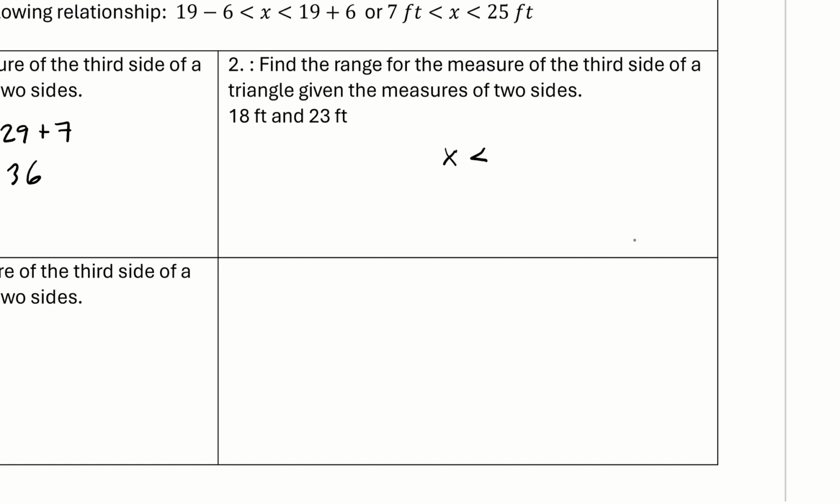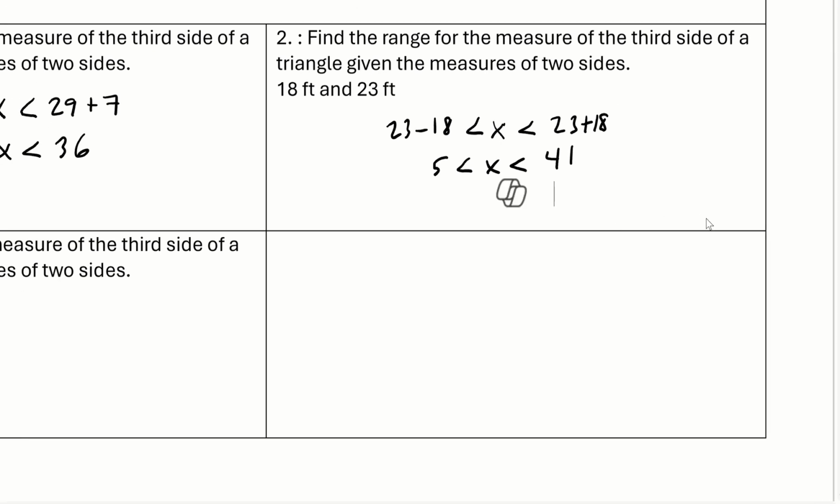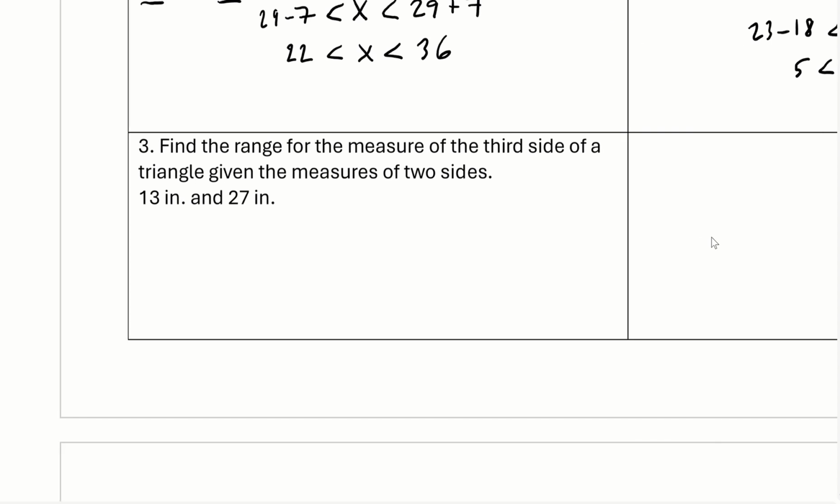All right, so x has to be less than 23 plus 18, but it has to be greater than 23 minus 18. So in other words, x is between 5 and, sorry, 23 plus 18, which is 41. So x is between 5 and 41, not including 5 and 41.